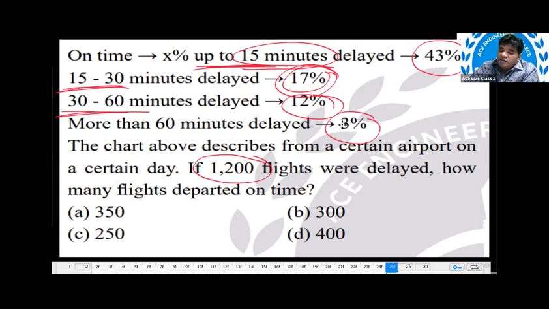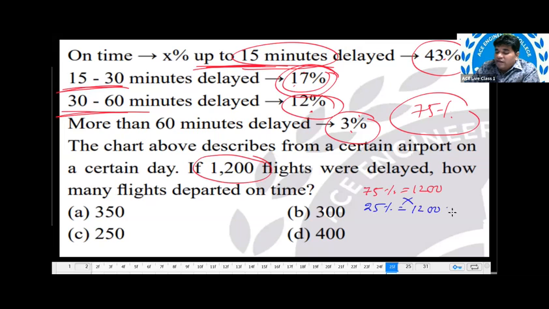So overall, 43, 60, 72, 75. Overall, 75% of the flights are delayed, which is equal to 1,200 flights. I need perfect timing. 75% delay means perfect timing is 25%. Cross multiplication: 1,200 into 25 upon 75. 25 threes, 3 fours. So 400 flights only have perfect timing.